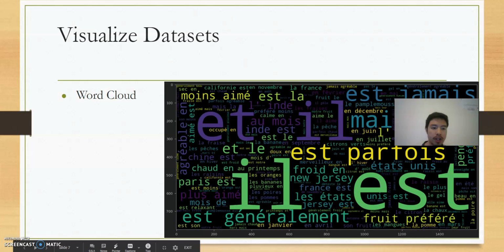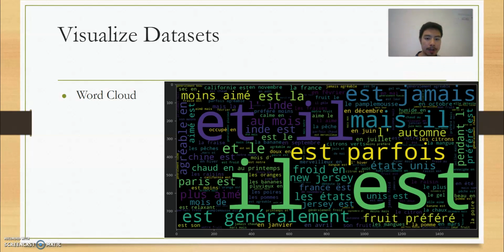Okay, and then I did another visualization on word count. This is a word cloud on the French dataset. You can see some of the most common French words, like "il est". The words "il" and "le" mean "it is" in English, and obviously are the most popular words in the French language.